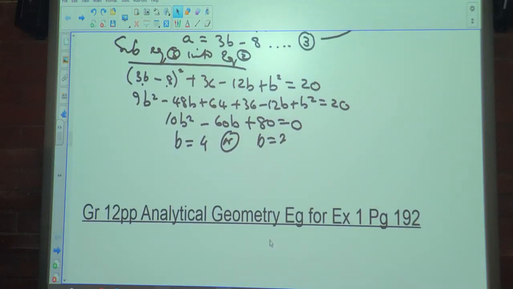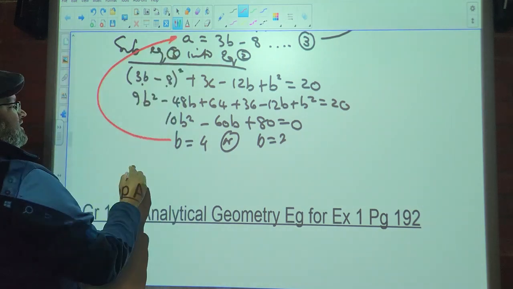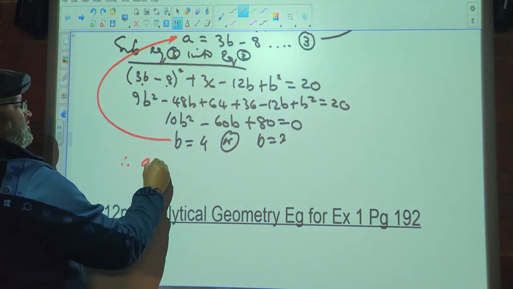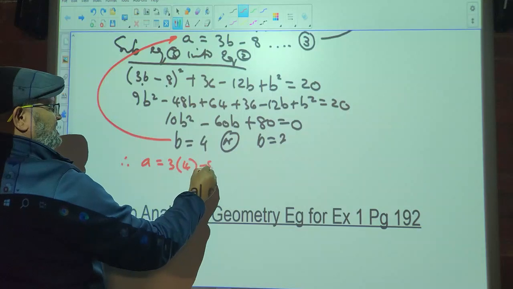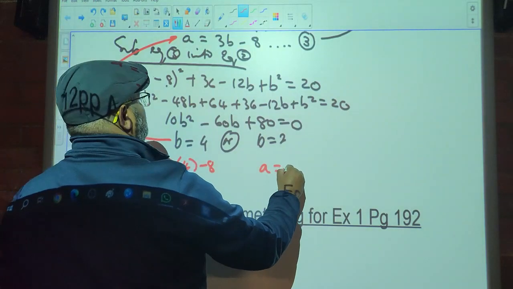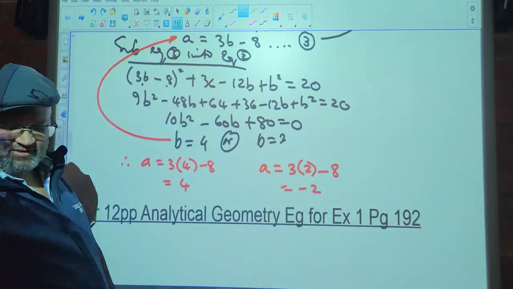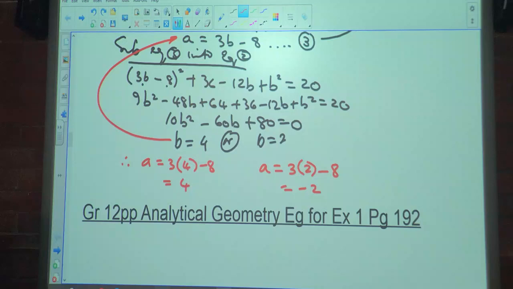Then what do I need to do? I still need to solve the a value. So now we're going to substitute that into there. Therefore a is equal to 3 times 4 minus 8, which is 12 minus 8, which is 4. And then this one is equal to 3 times 2, which is 6 minus 8, which is negative 2. Just check if that's correct. 2 and negative 2 is correct.